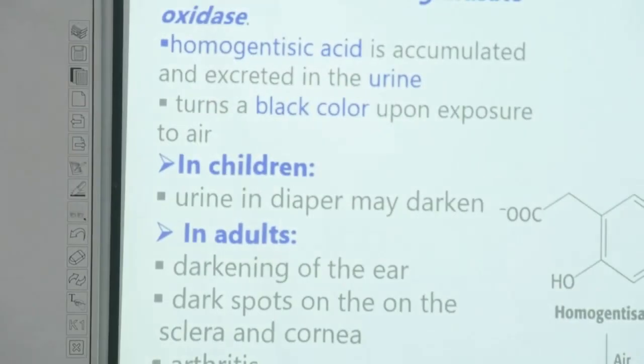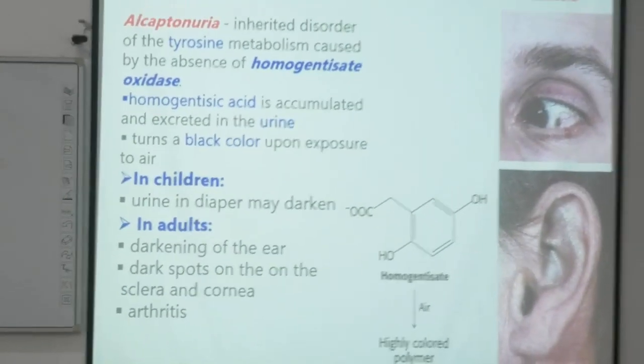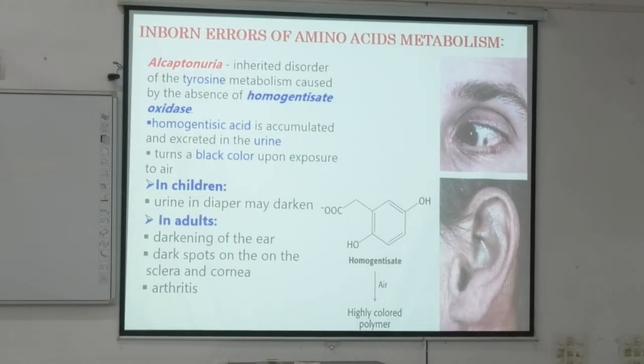You will have mainly arthritis, because these homogentisate crystals get deposited in your joints. It is not that you will only find it in the knee joint or only in the hip joint. You will find it in every joint.